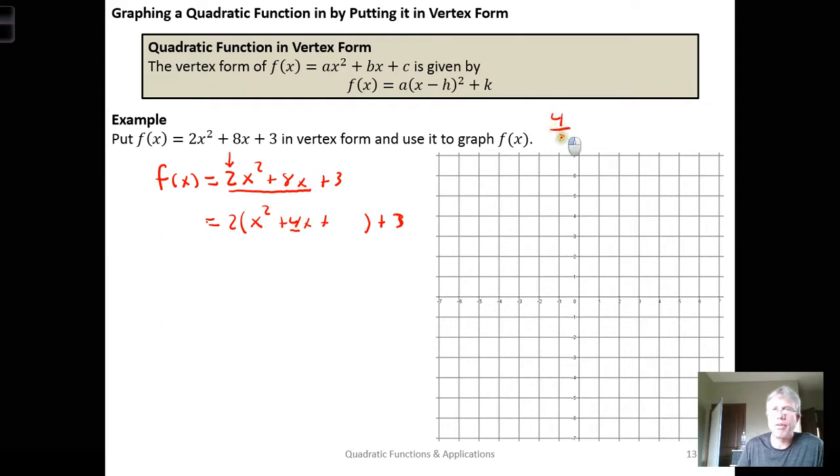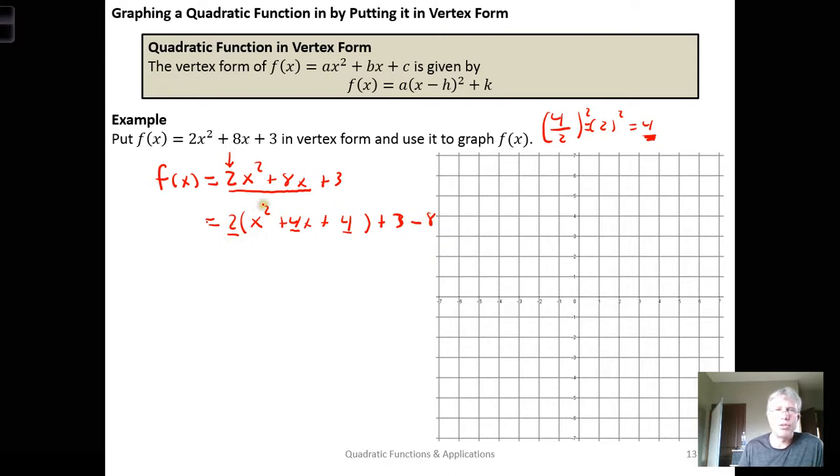You take half of the 4 and you square it, which means you're squaring a 2, which gives you a 4. Add that 4 inside the parentheses to complete the square. And then you want to look at the coefficient out here and say, how much did I really add? Well, I didn't add 4. I actually added 2 times 4, which is 8, to the function. So to make it so that I've added 0, I'm going to subtract 8 off the outside.